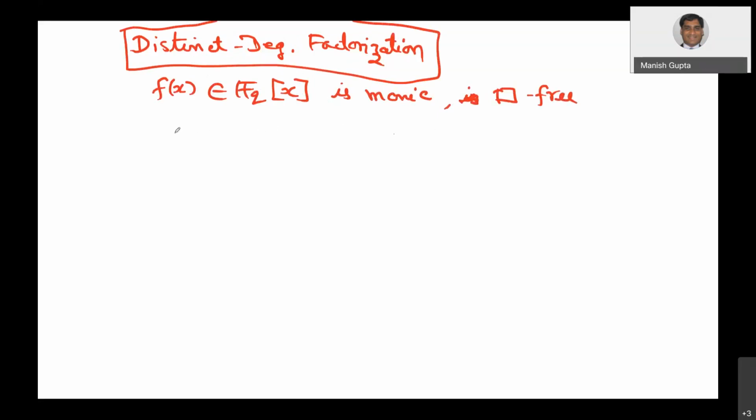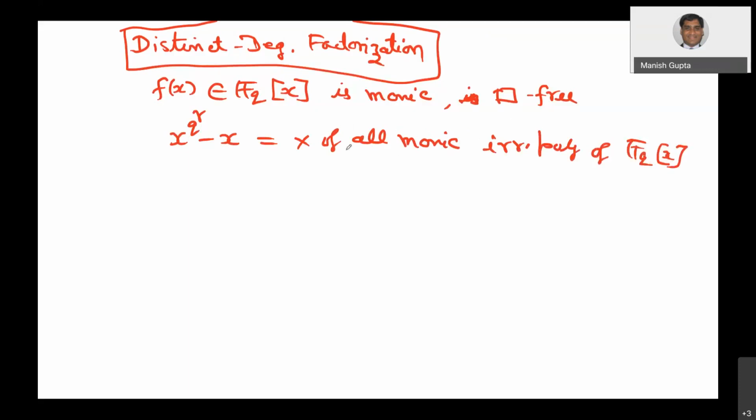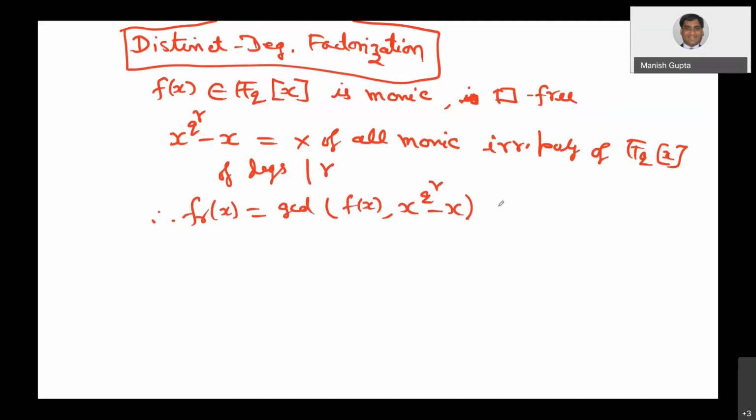Okay, so we know from the fundamental theorem that x^(q^r) minus x is nothing but the product of all monic irreducible polynomials of F_q[x] of degrees dividing r. Therefore, if we call f_r(x) the gcd of f(x) and x^(q^r) minus x, then this polynomial is the product of all irreducible factors of f(x) of degrees dividing r.